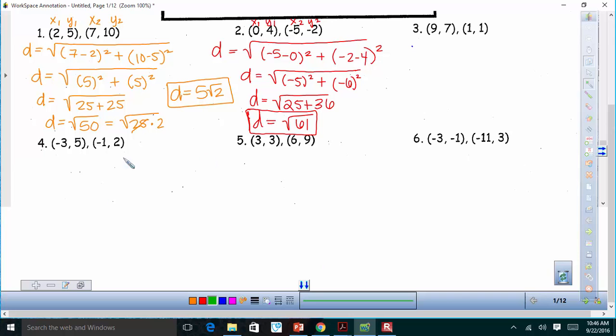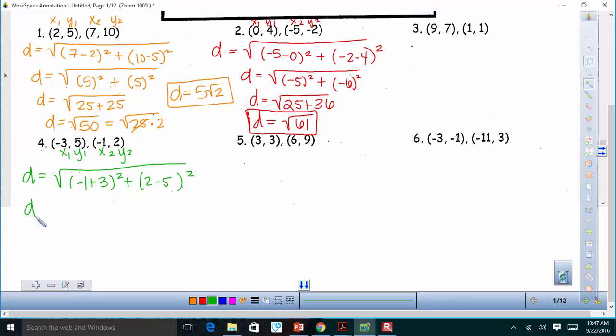Okay, let's look at 4. In number 4, I'm going to go ahead and label x1, y1, x2, and y2. I'm going to do distance equals, and I'm going to draw a really long square root. I'm going to put parentheses squared plus parentheses squared. In my first set of parentheses, I'm doing x2 minus x1, so that's going to be -1 minus a -3. How would I write -1 minus a -3? -1 plus 3. Very good. Then in our second parentheses, y2 minus y1, so 2 minus 5.